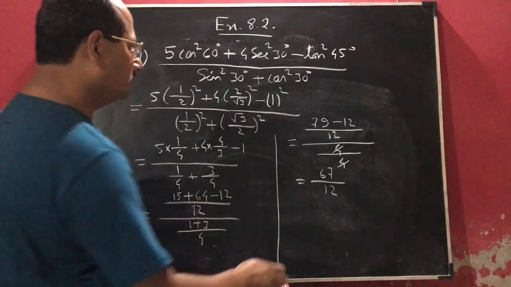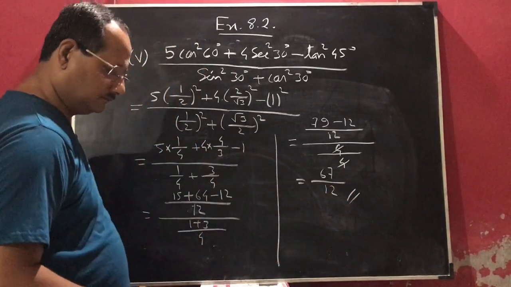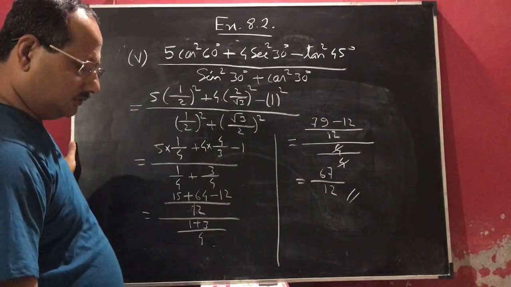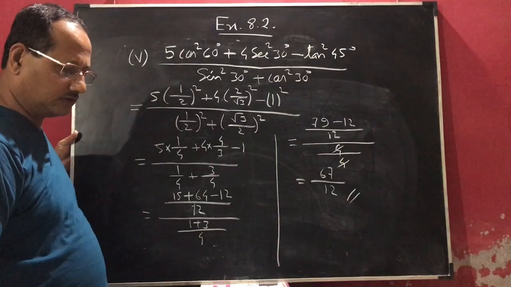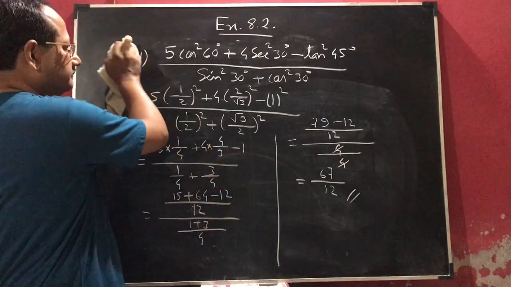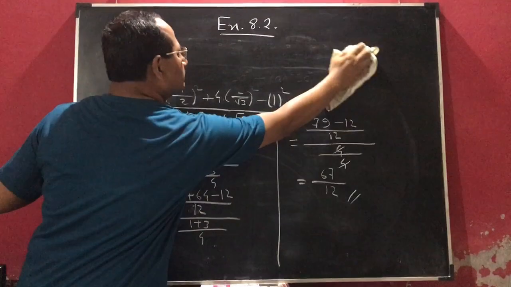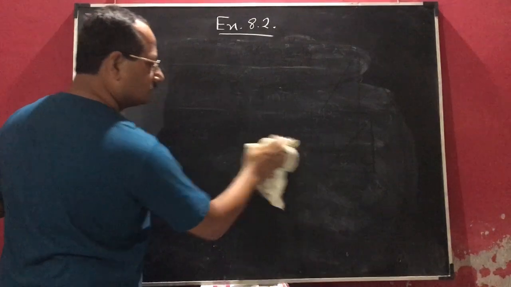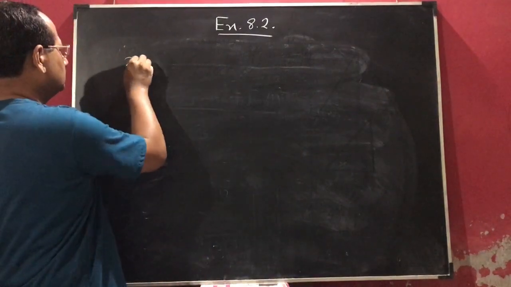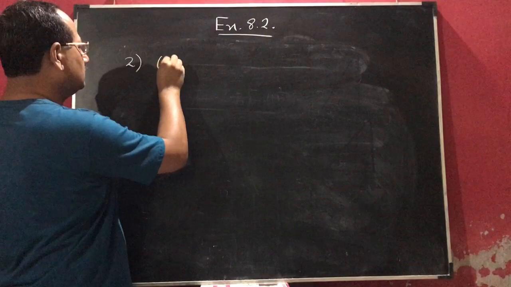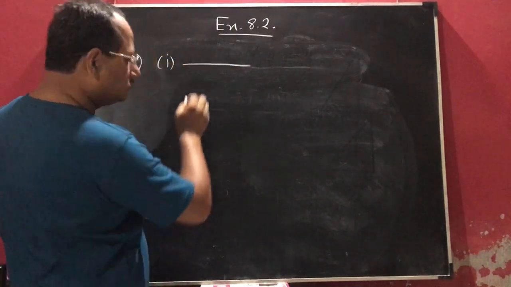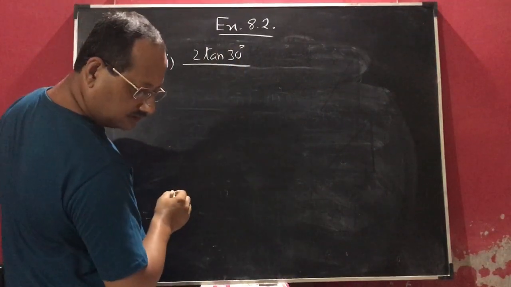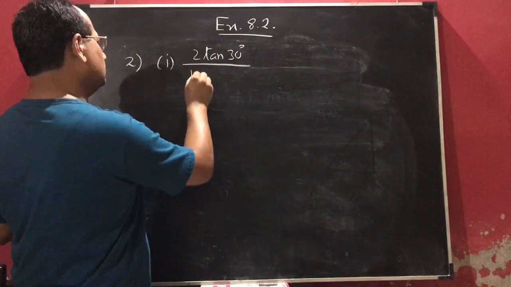Okay, this is the answer. Number 2, choose the correct option and justify your choice. Number 1: 2 tan 30 degree divided by 1 plus tan square 30 degree.